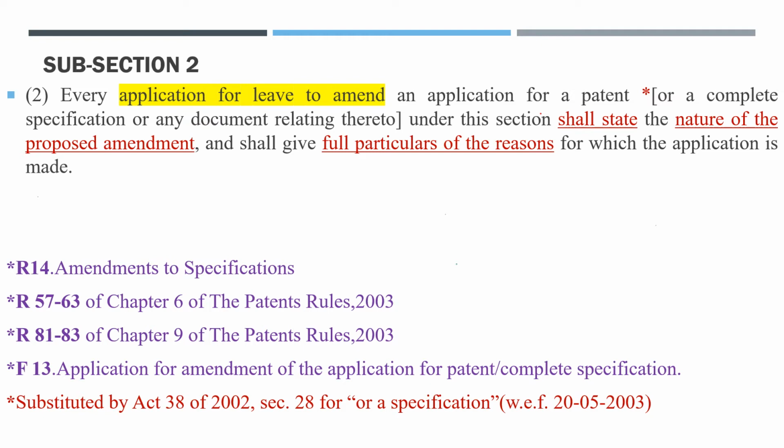You can see a single star mark in the statement of the subsection, and this single star mark indicates that the portion inside the square brackets is substituted by Act 38 of 2002, Section 28. Within the quoted marks you can see or a specification. For the or a specification part, it is substituted as or a complete specification or any document relating thereto, with effect from 20th May 2003.